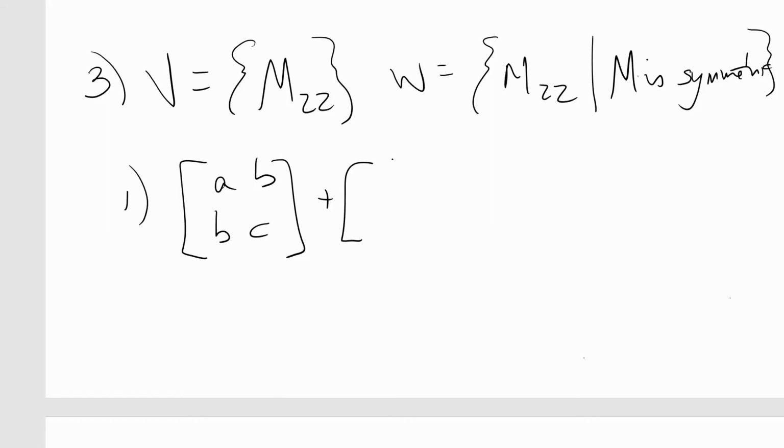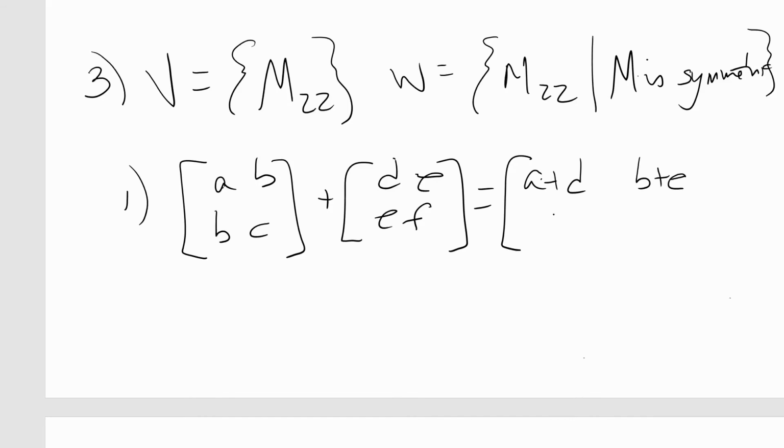Add to that D, E over E, F. Again, my first row matches my first column, my second row matches my second column. When I add that, I get A plus D next to B plus E over B plus E next to C plus F. Well, that is also symmetric, so that is also a member of W, so that's good.